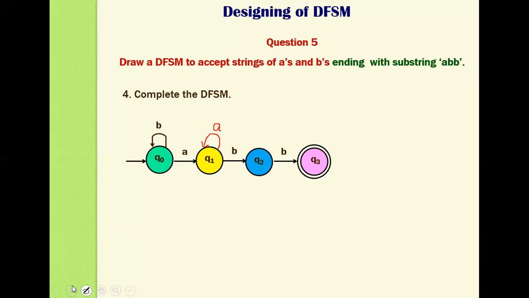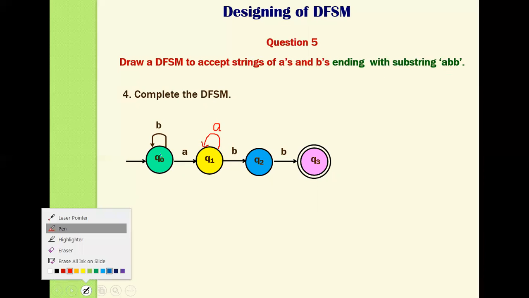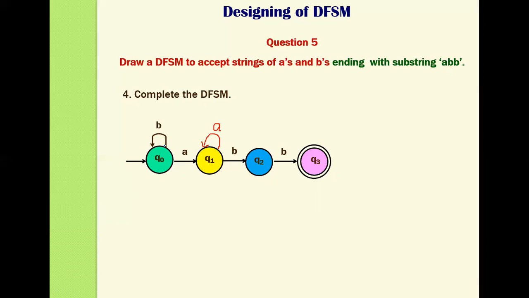I will take a different color now so that it is easy for you to follow. So let me read a string like this: B, B, A, B, B. This is one string. Is it ending with ABB? Yes, it is ending with ABB. So let us try tracing it out here. Self loop B. The next input alphabet B, again self loop B.